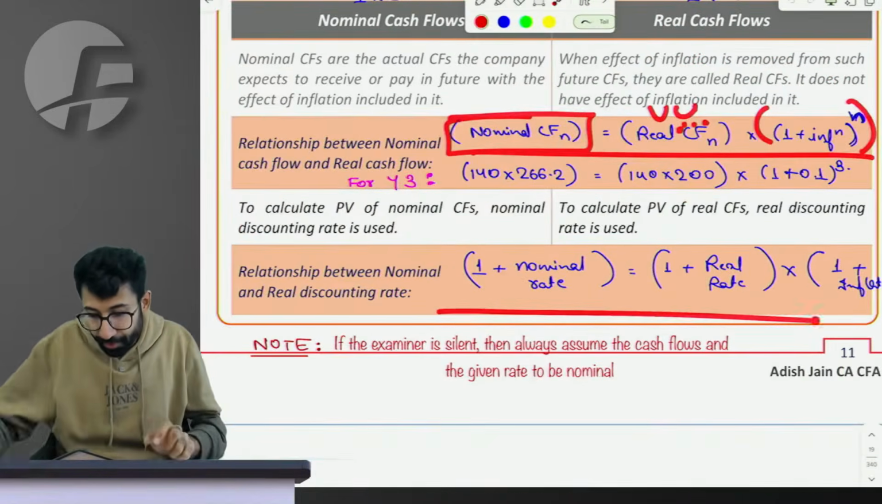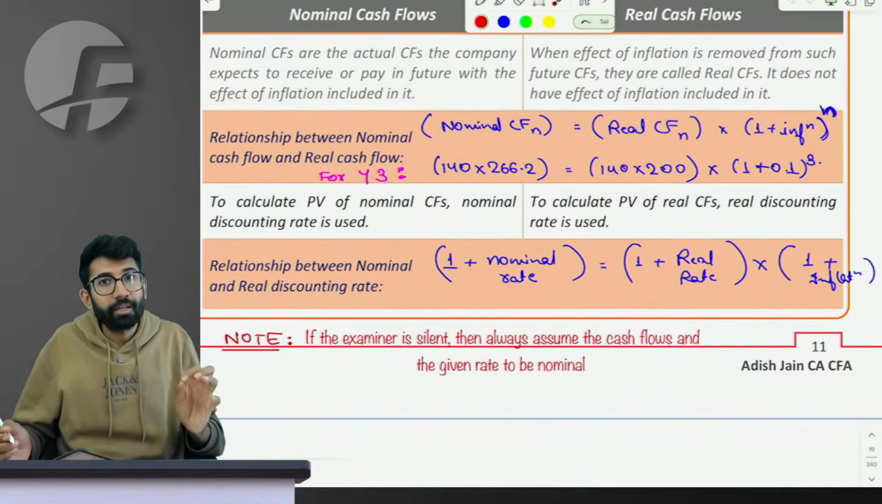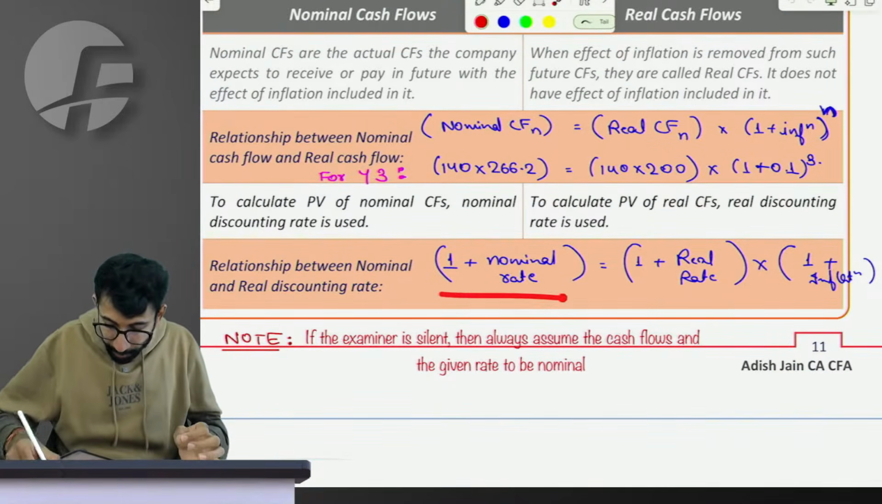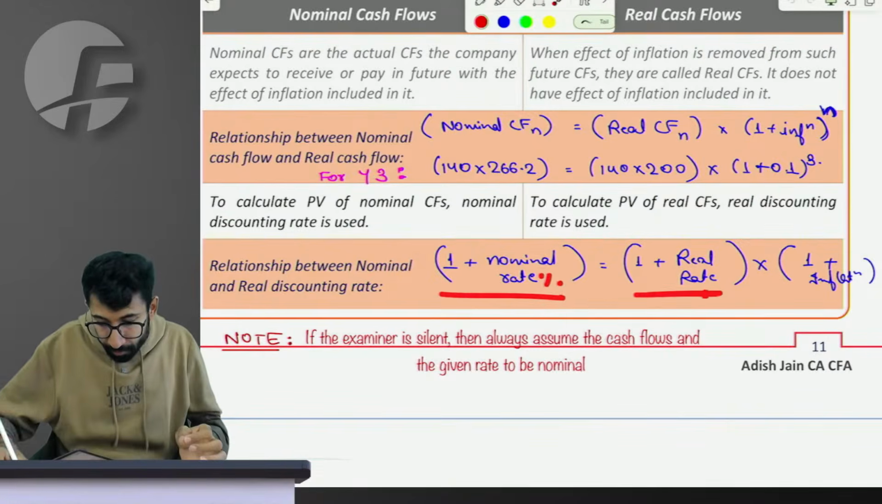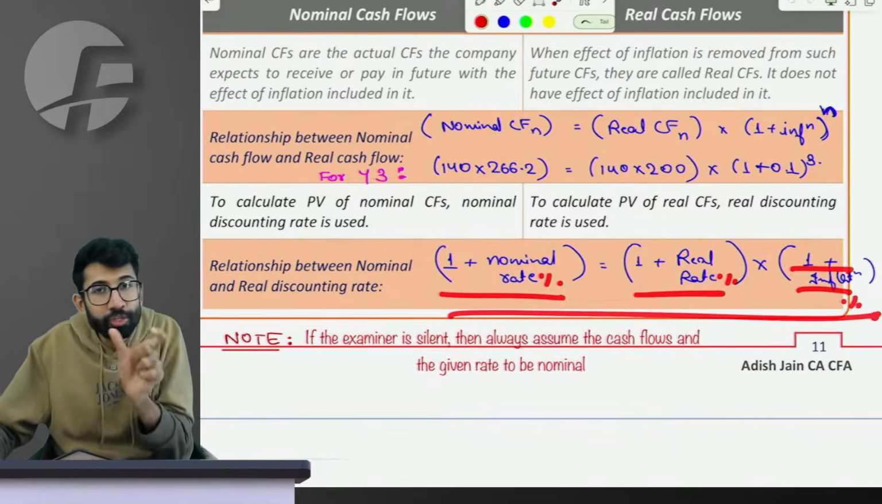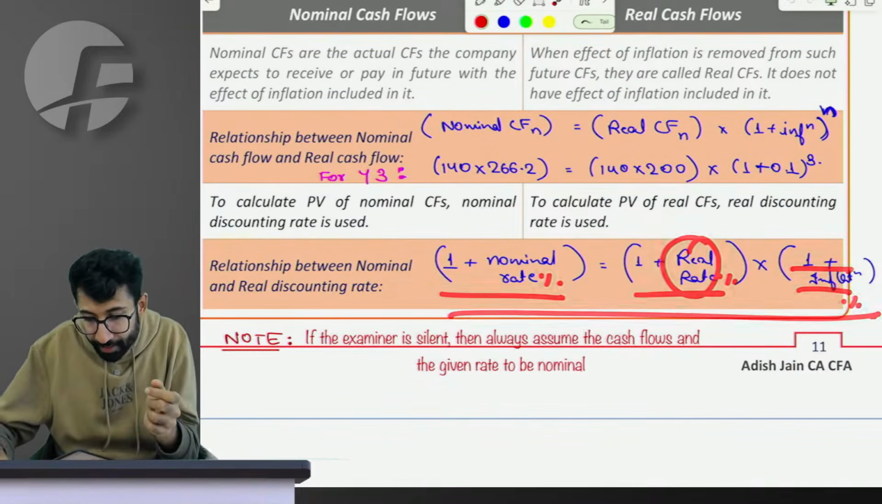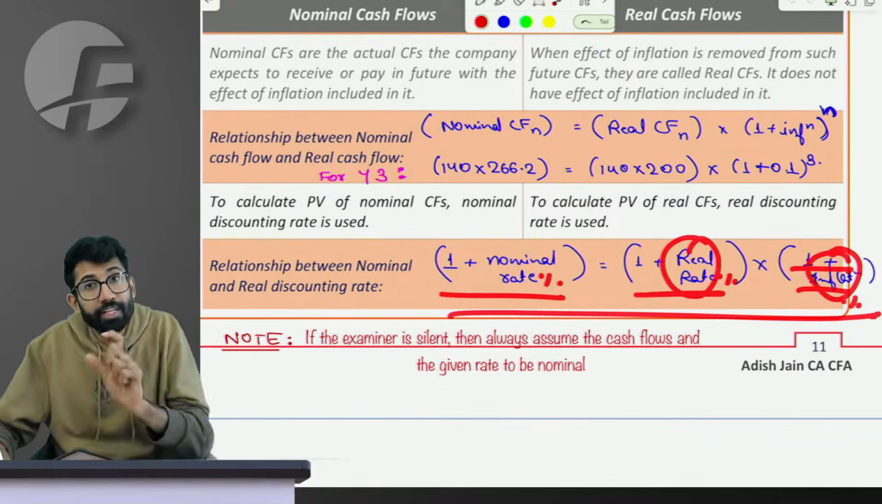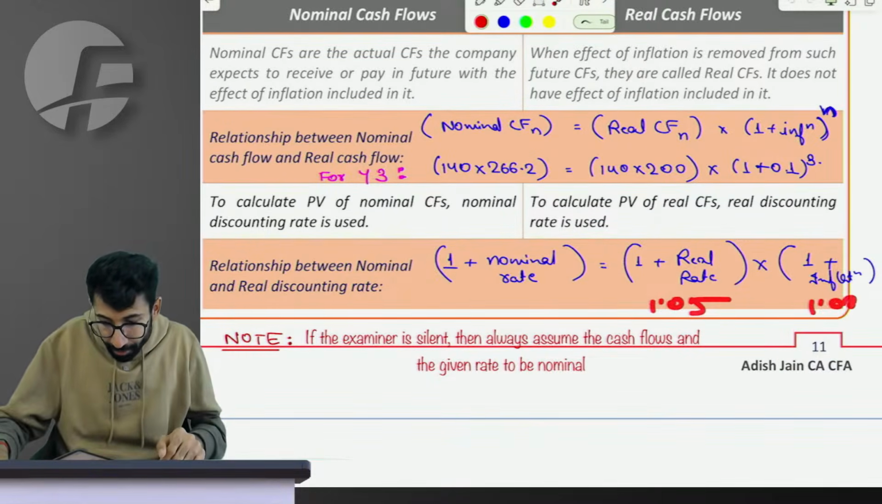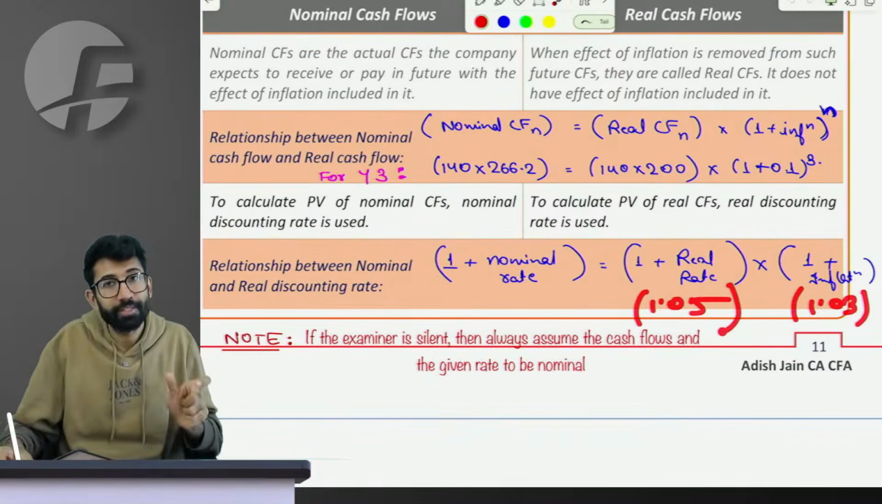Similarly for rate. Rate is a per annum number, it has nothing to do with the number of years. So 1 plus nominal rate in percentage terms is (1 plus real rate) into (1 plus inflation premium) in percentage terms. So the relationship between the real rate and the inflation rate is not additive, it is multiplicative. If real rate is 5 and inflation premium is 3, it is not 5 plus 3, 8.